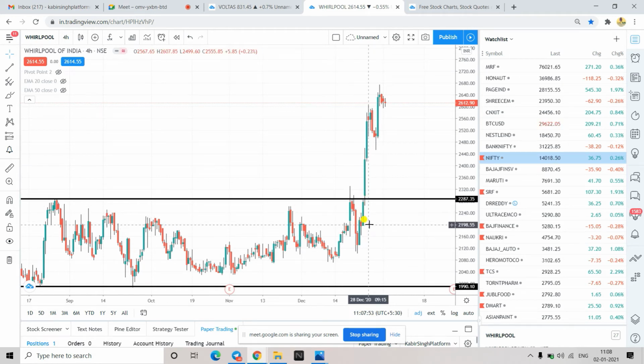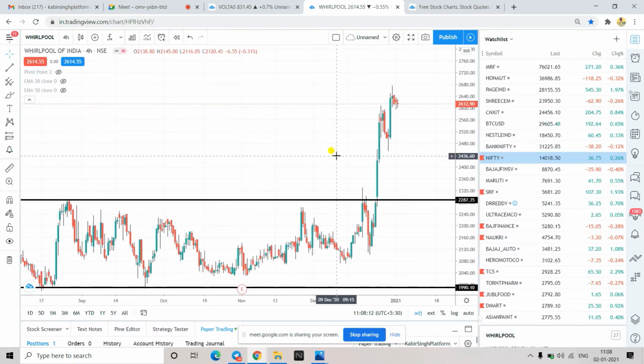To decide the target, you can measure the length of this parallel channel. Half of this you can keep as your first target, and the complete length as your second target, or until you are not able to see any red candle. Like that you can plan your trade.